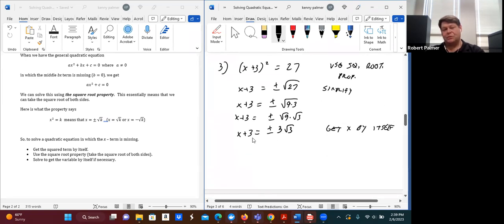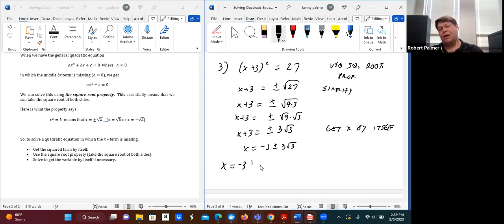And if we do that, so subtract 3 from both sides, we have x is equal to -3 plus or minus 3 times the square root of 3. And once again, we still have two solutions. Let's write both of these out. We have x equals -3 plus 3 times the square root of 3. And our other solution is x equals -3 minus 3 times the square root of 3. So we still have two solutions here.